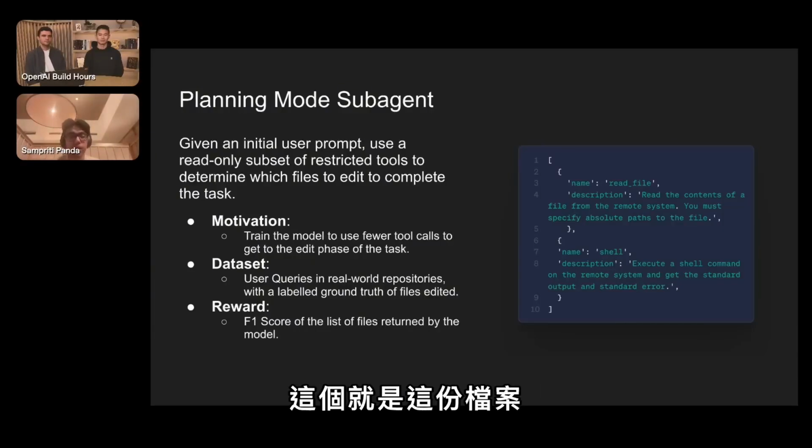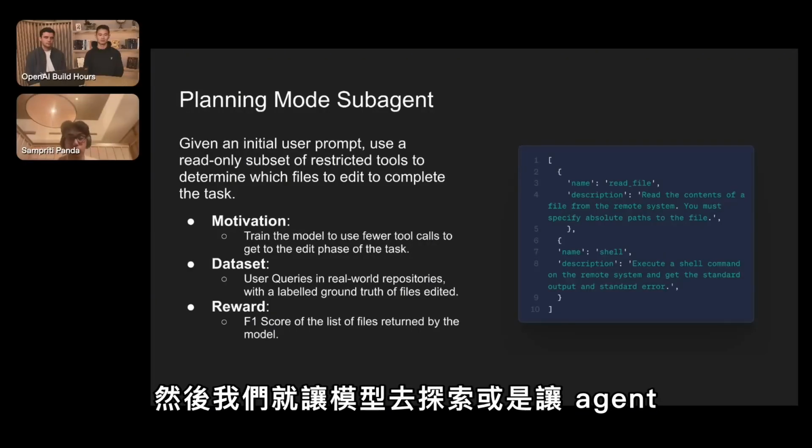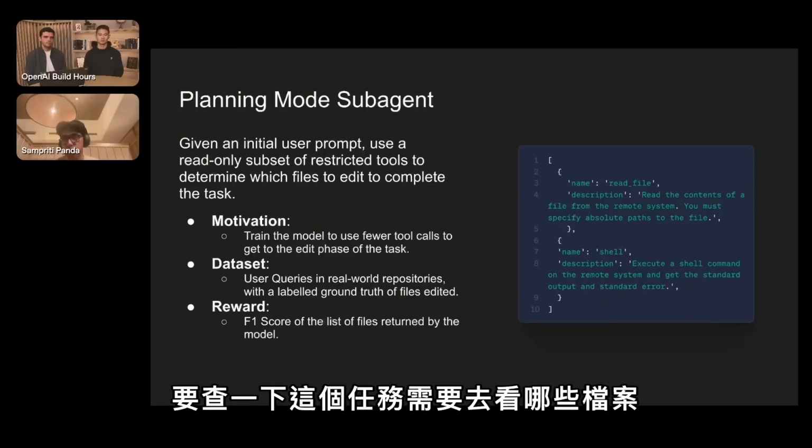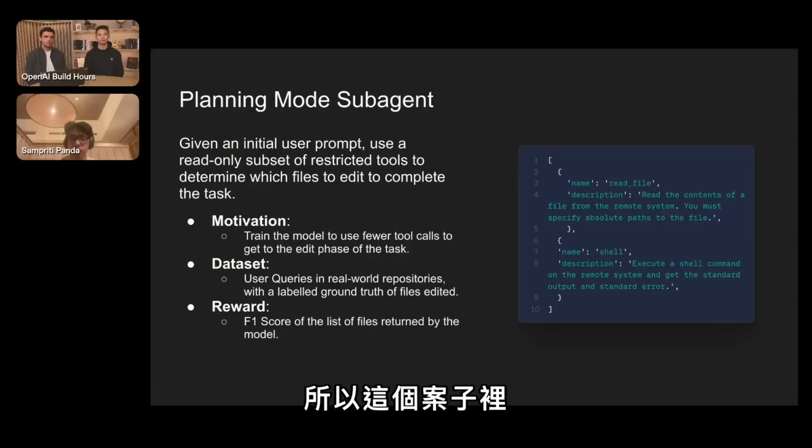So in this case, it's just read file and shell, because we don't really need to make any edits at this stage. And then we let the model, or the agent, explore and figure out which files to look at and which files to edit to solve this task. So in this case, we just have the read file and shell tool.